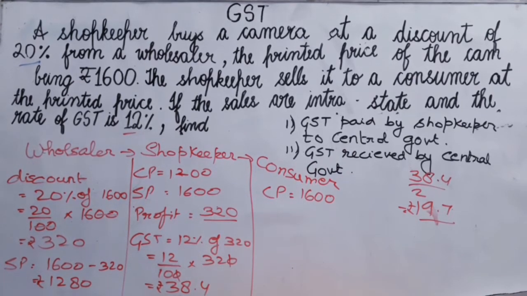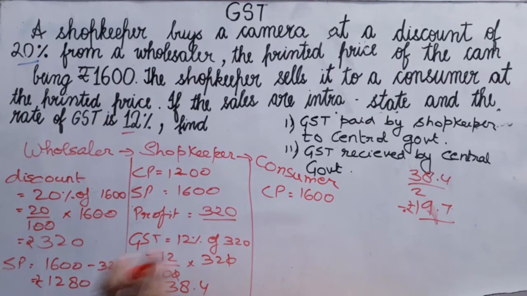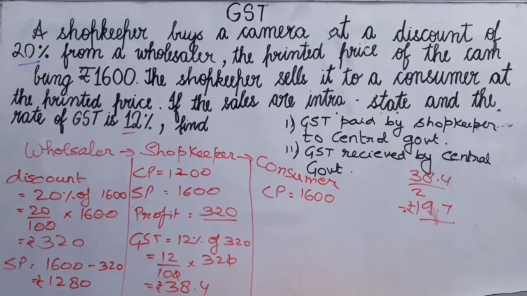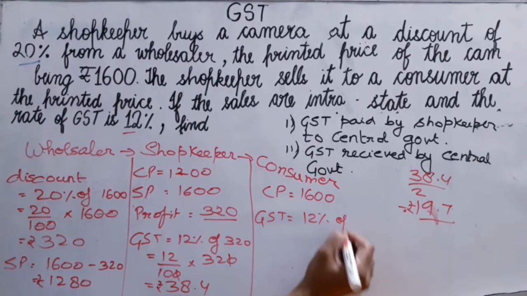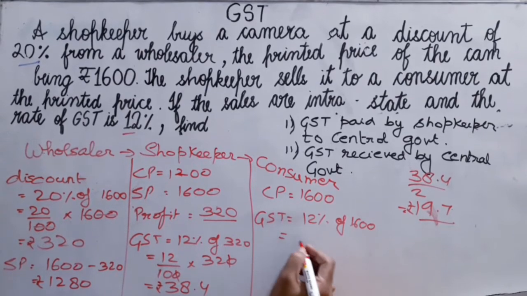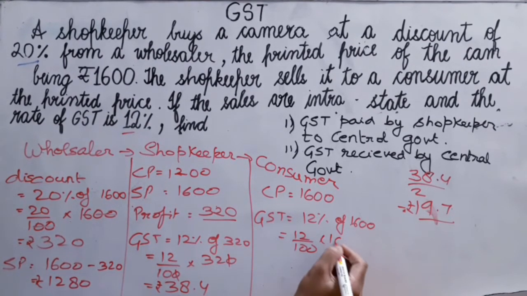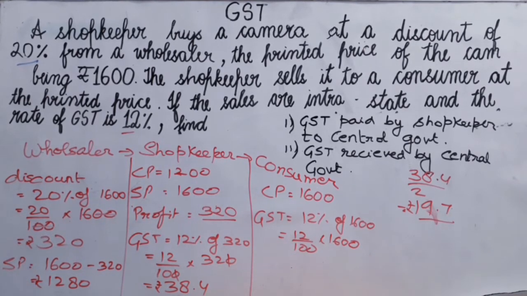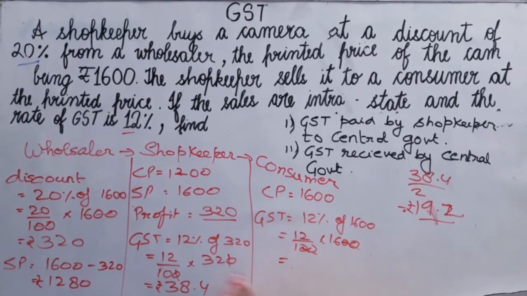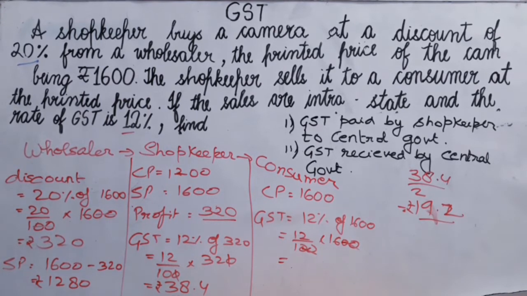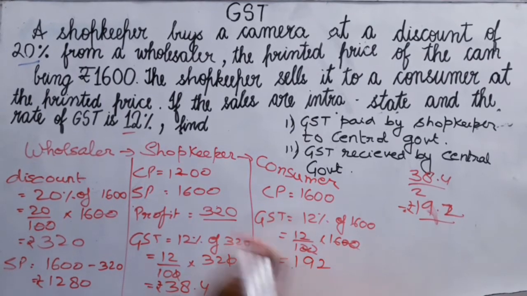Now, GST received by the central government. Total GST received by the government can be calculated from the consumer's price. So, here GST will be 12% of 1600. I can write 12 upon 100 multiplied by 1600, which is 12 times 16, so 192 rupees. Now, we have the third question.